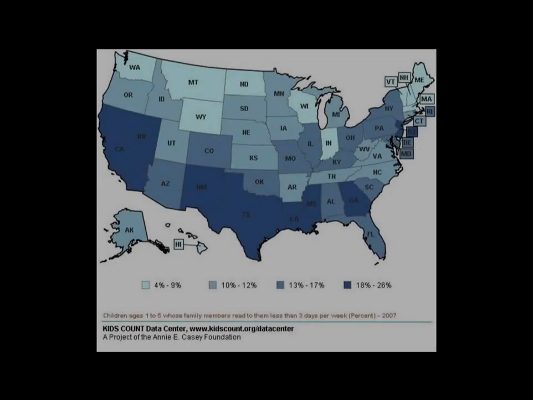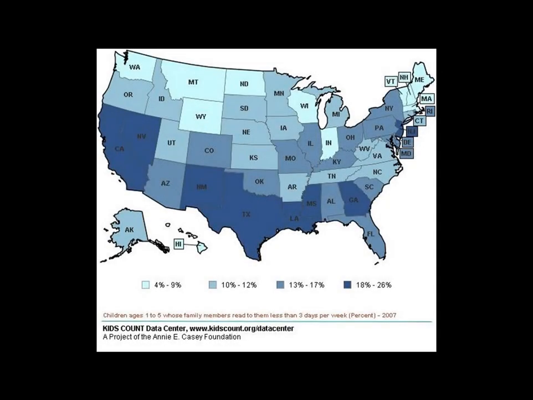This is another statistic that we found from Kids Count, and it's really kind of interesting as you look at this chart. The title is a little odd: Children ages 1 to 5 whose family members read to them less than 3 days per week. Sounds a little backwards to me, but in Minnesota, you will see that from 2003 to 2007, the percentage went up from 9% to 11%.